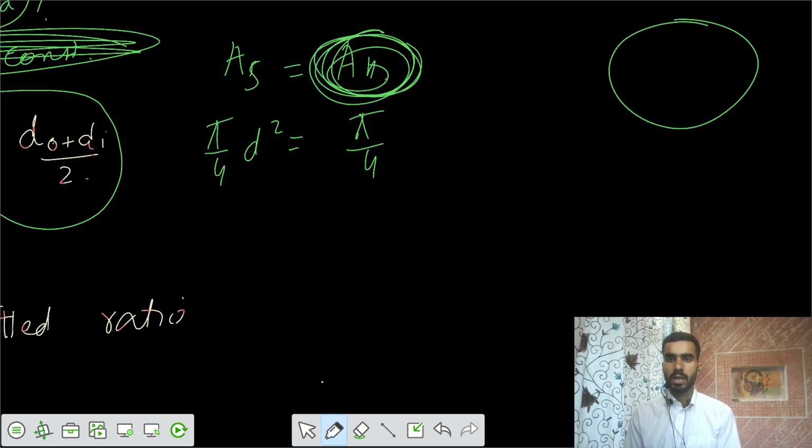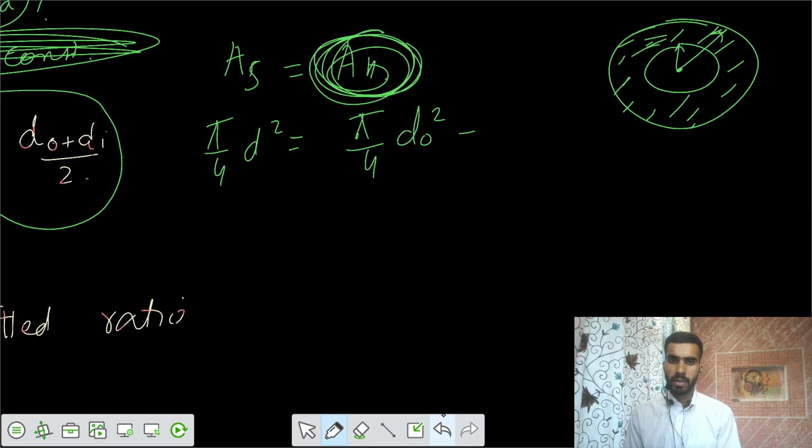How can you solve that? We have this area only. I would take outer minus inner: pi by 4 d outer square minus pi by 4 d inner square. So finally you get d square equals d outer square minus d inner square.